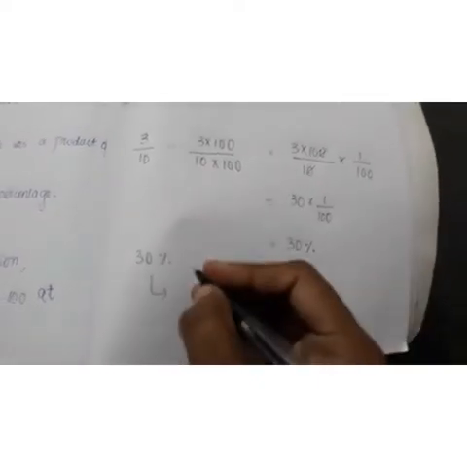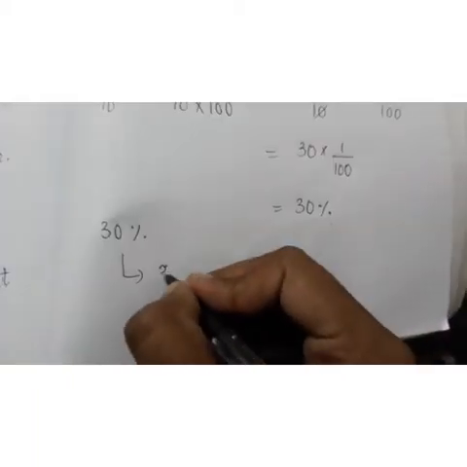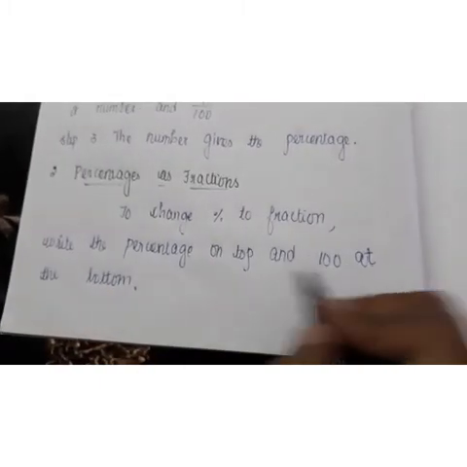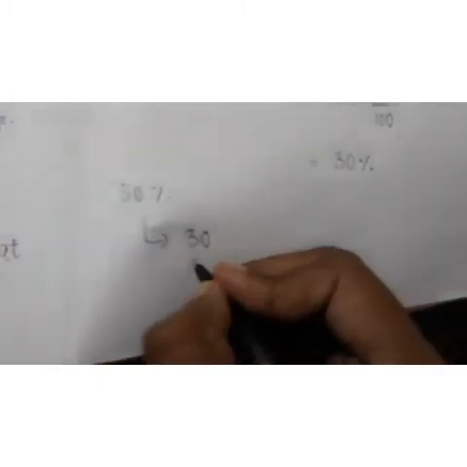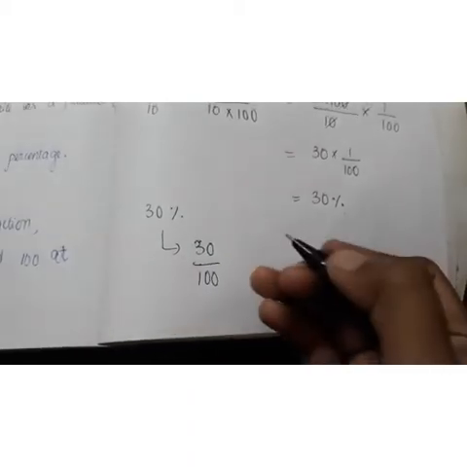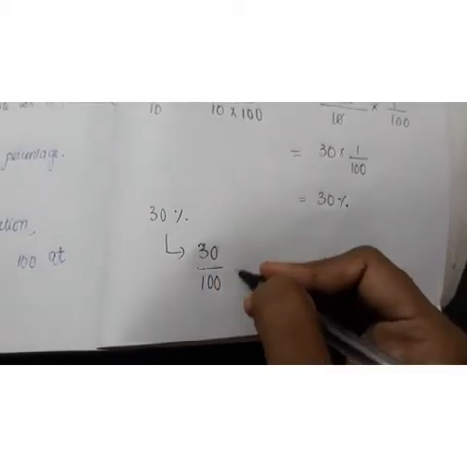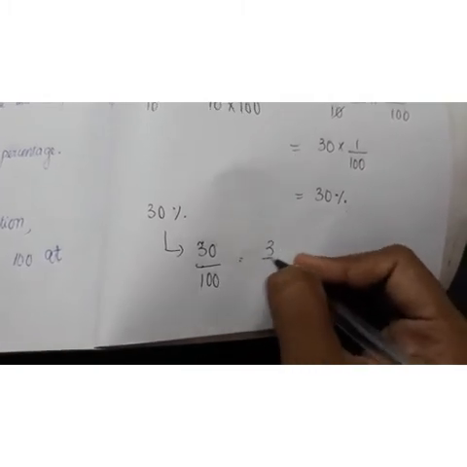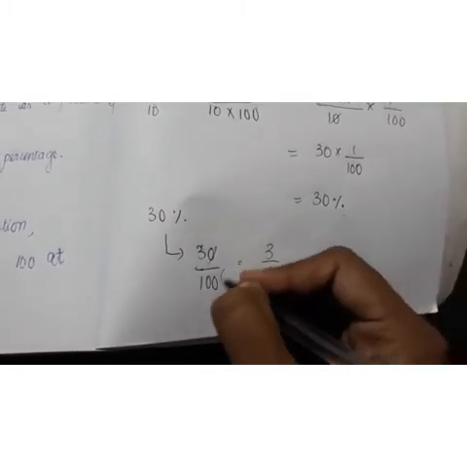If 30 percentage is there, just write the percentage on top. How much percentage? 30 percentage, right? So 30 on the top and then 100 at the bottom. Put 100 at the denominator. 30 by 100, so it will become 3 by 10. In fraction you can write 3 by 10.